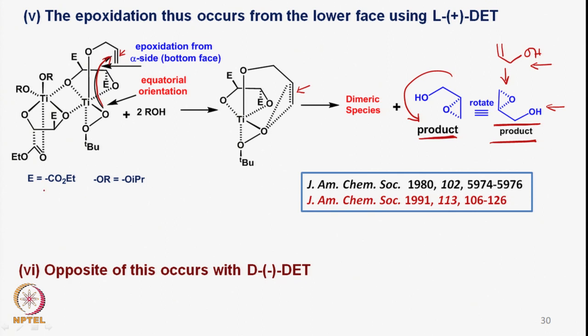So once again I want to re-emphasize that in the dimeric species, the tertiary butyl hydroperoxide attaches from the equatorial side, and then the attachment of the tertiary butyl O bond occurs based on the orientation of the ester group. In this case the ester group is beta, and therefore the attachment takes place from the alpha side, and this leads to the attachment of the OH of the allylic alcohol from the top, and then accordingly the oxygen of the tertiary butyl hydroperoxide is transferred to give the corresponding epoxidation from the alpha side.